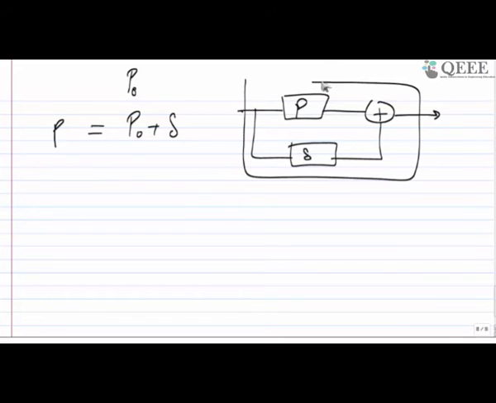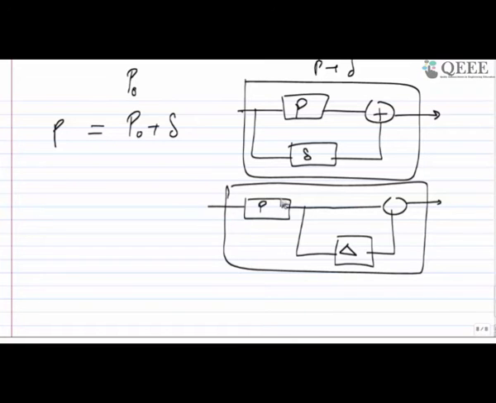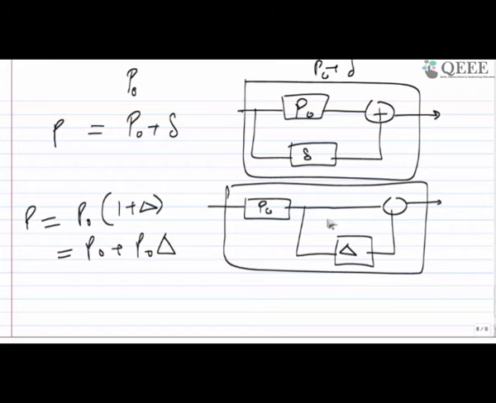Okay, so this is nothing but P plus delta, right? The uncertainties in the system could also occur in this way, where you have this P. In that case it is generally called the multiplicative one, where let's say this is your P naught. In that case your P would be P naught times 1 plus delta, which is P naught plus P naught delta. Okay, delta is a multiplicative modeling error.